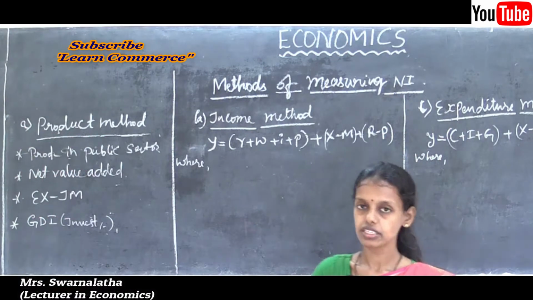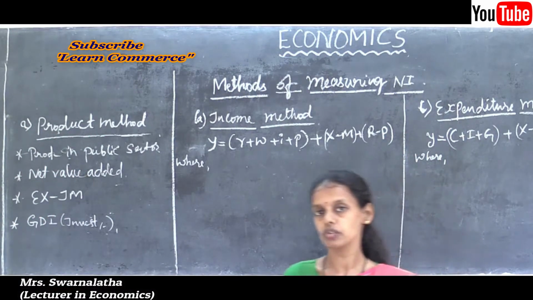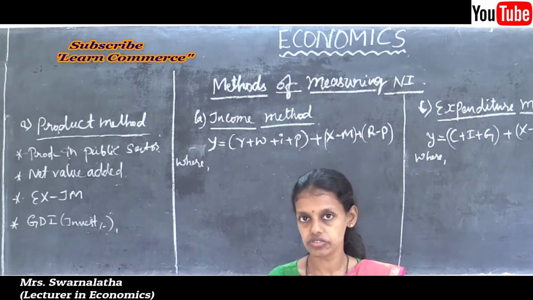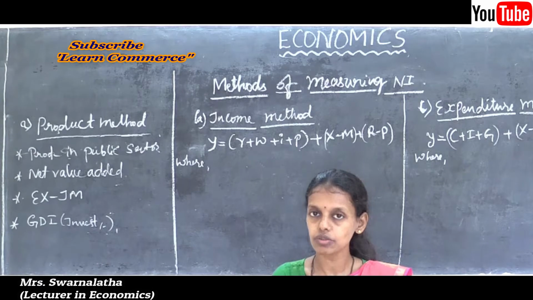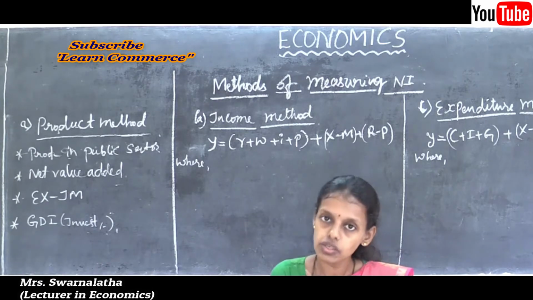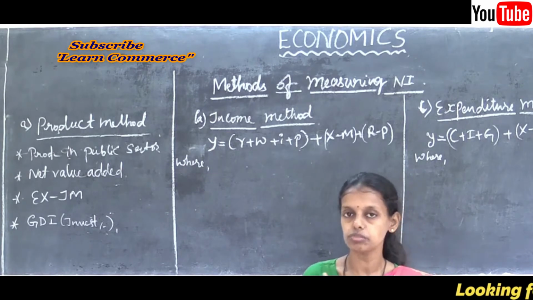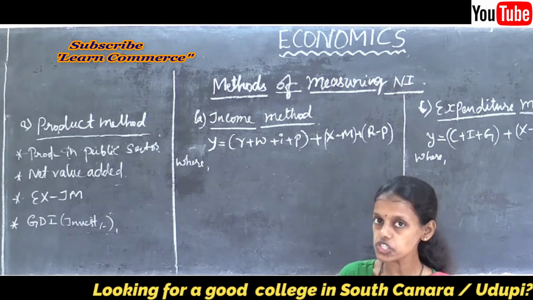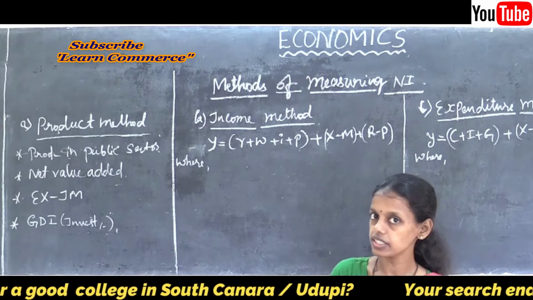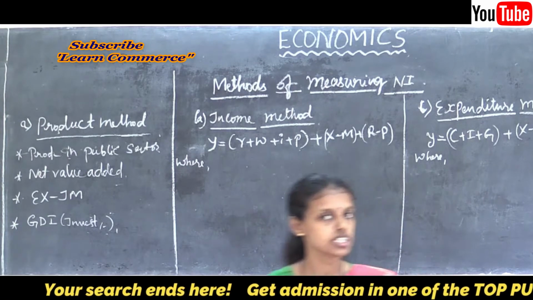Hello students, welcome to economics online classes. In the previous class we discussed the macroeconomic identities, the major six macroeconomic identities to calculate national income. By using those identities, we saw how to calculate national income using different methods. So now we are going to discuss the measures to calculate national income, the methods in which national income is calculated.